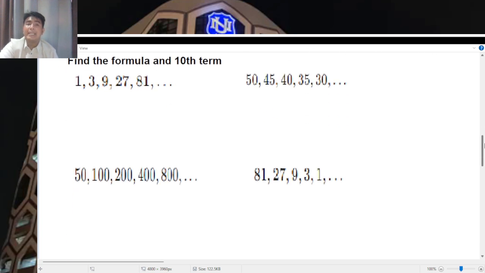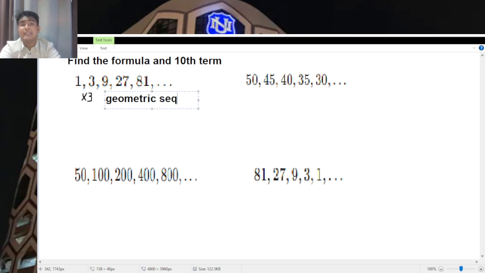Now, let's proceed to finding the formulas of these sequences and the 10th term as well. So let's proceed with the first sequence here. You can discern that it's not in an addition or subtraction pattern. It's not getting added plus 3 plus 3. It's getting multiplied by times 3. So therefore, what kind of sequence is this? That's right. That is a geometric sequence.